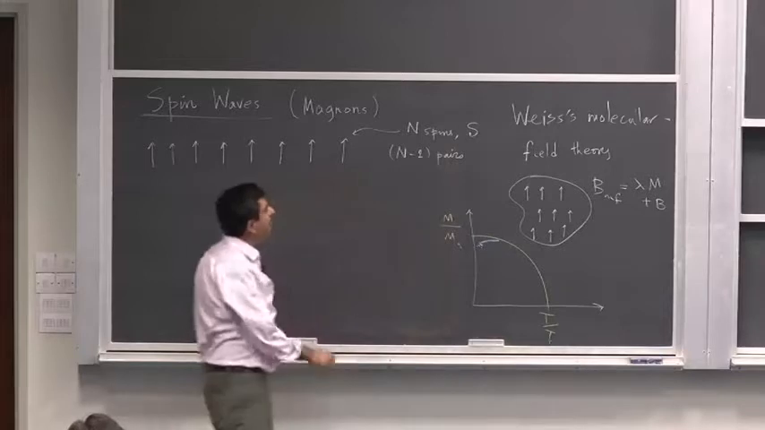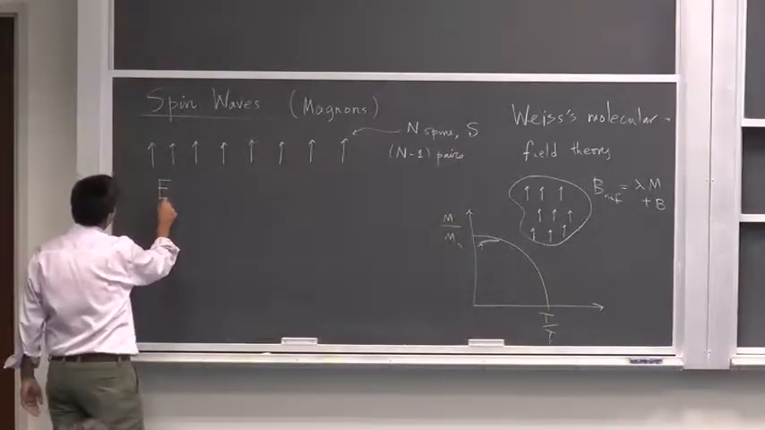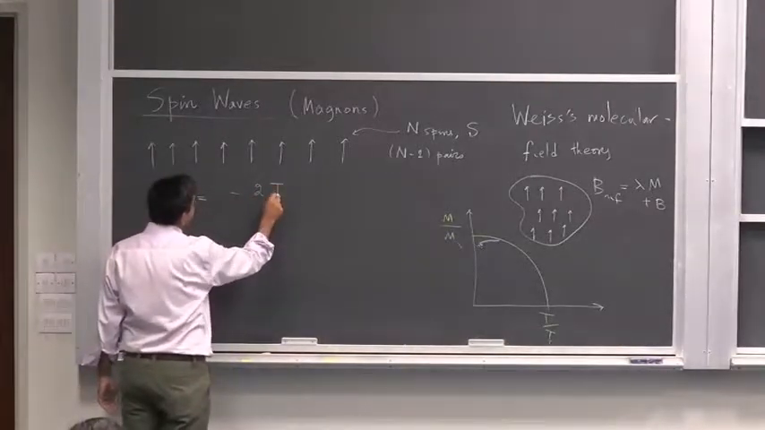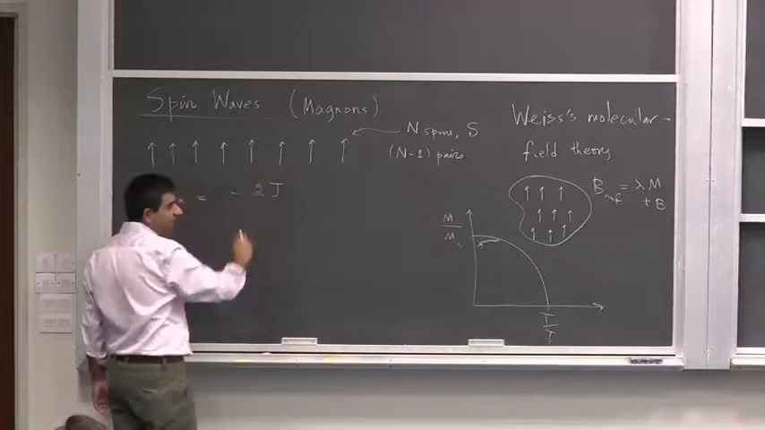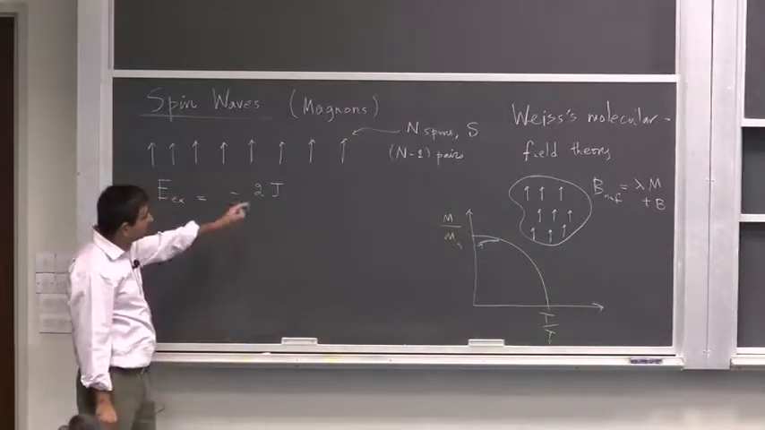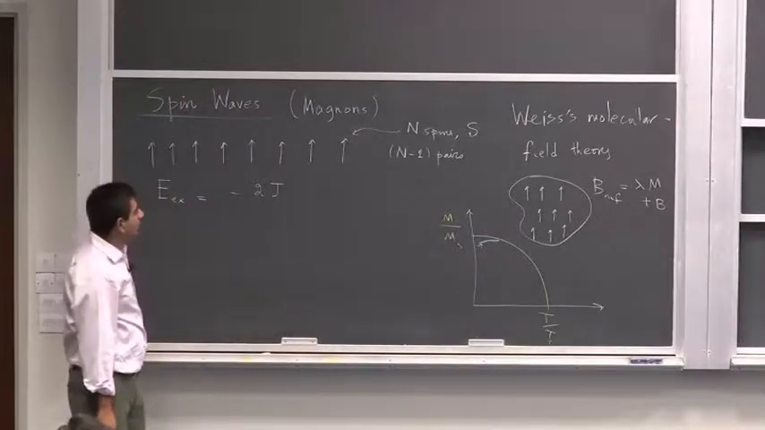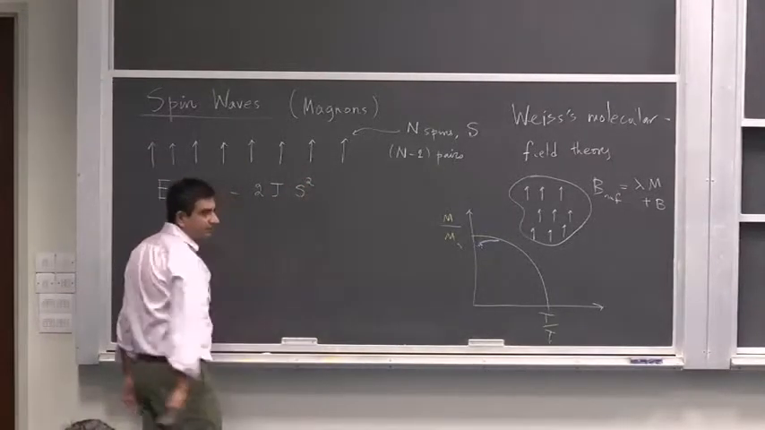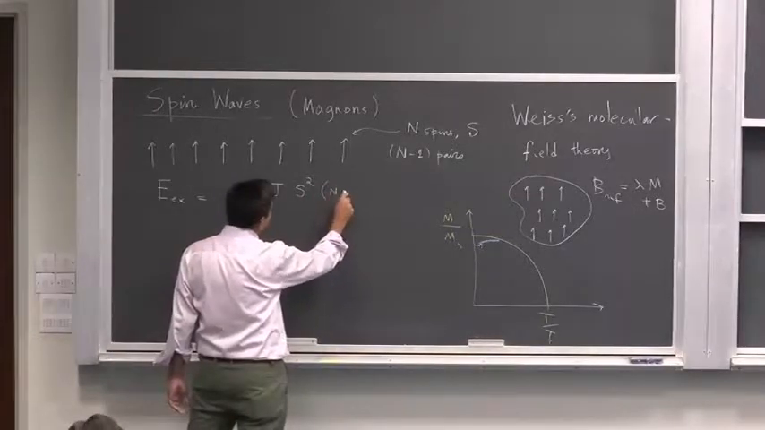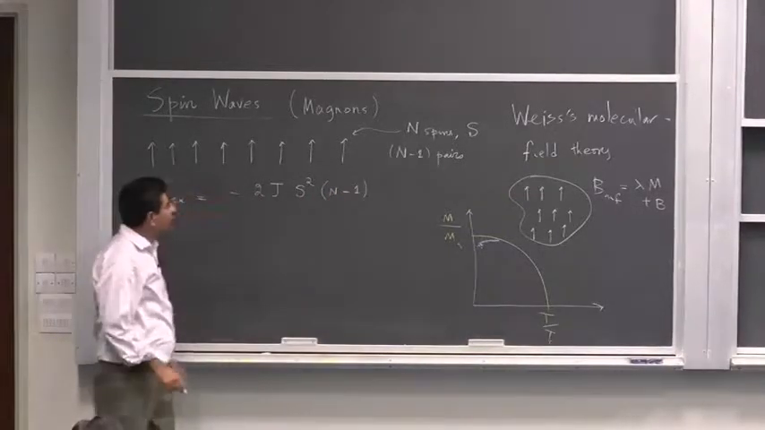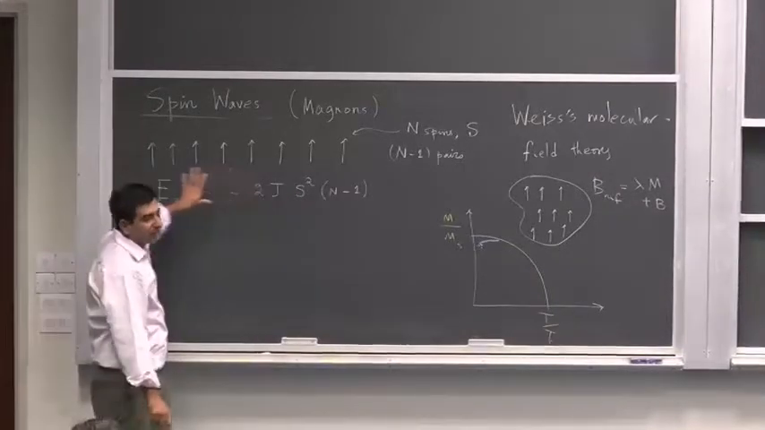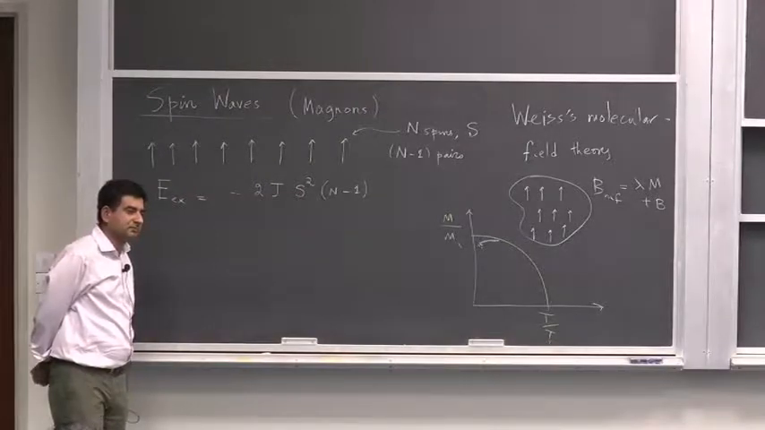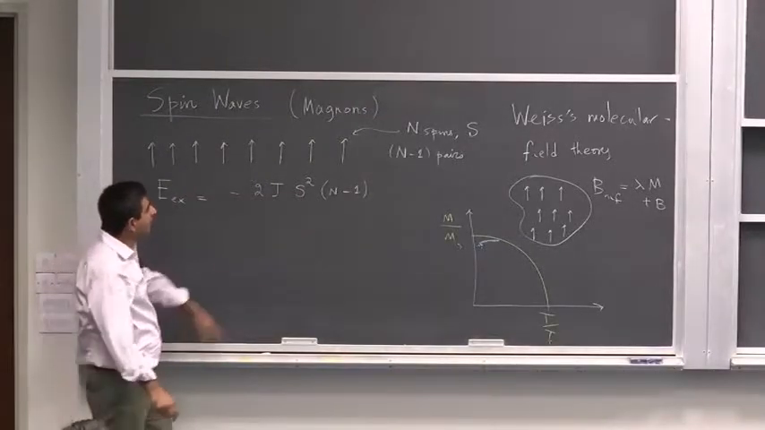So the exchange energy associated with this one-dimensional chain, supposing that there are only nearest neighbor couplings and the coupling strength is J, is minus 2J S dotted with S, which is S squared. And how many pairs do we have? We have N minus 1 pairs. So this is the exchange energy associated with this one-dimensional ferromagnetic chain. N, we suppose, is a large number.